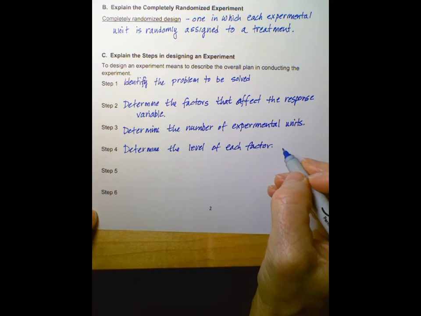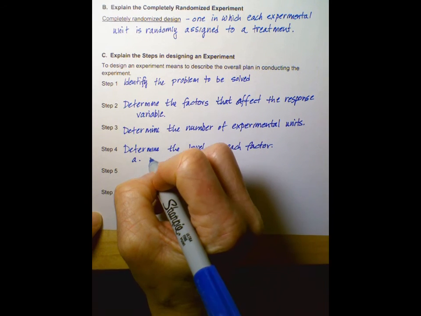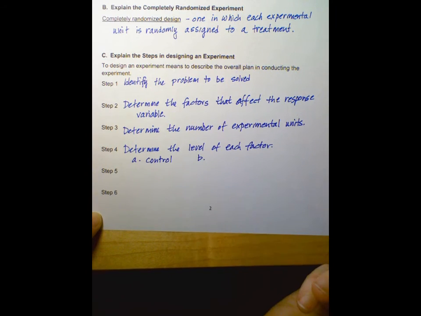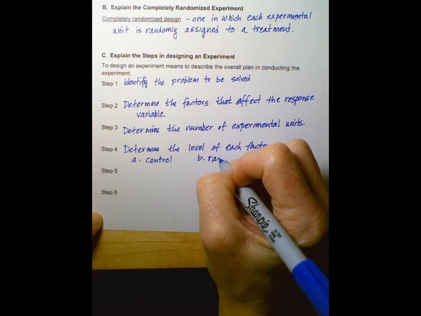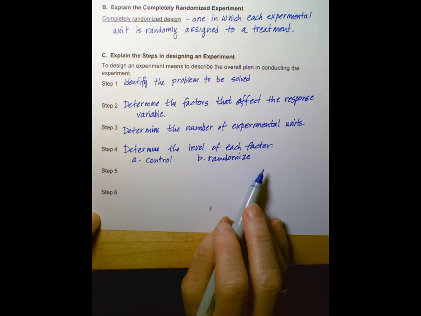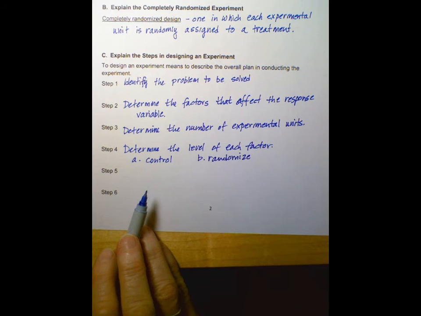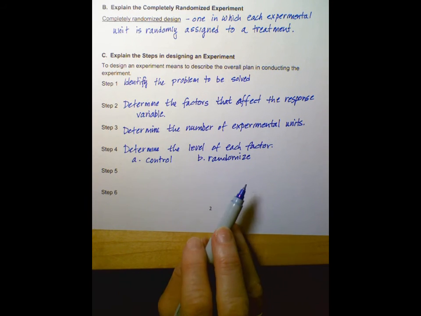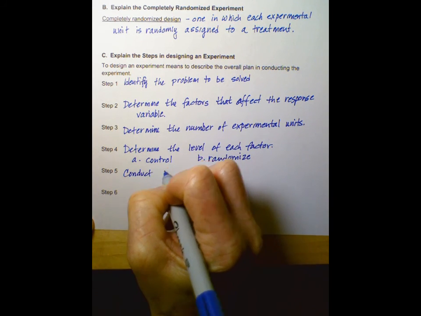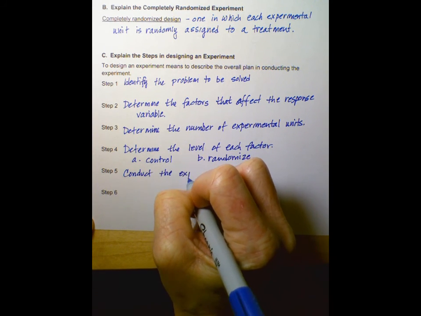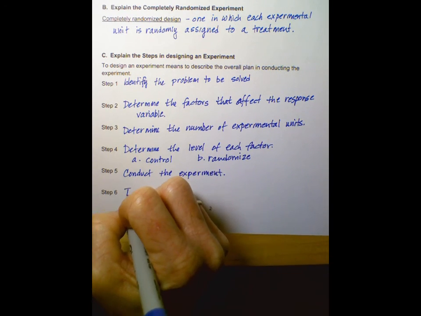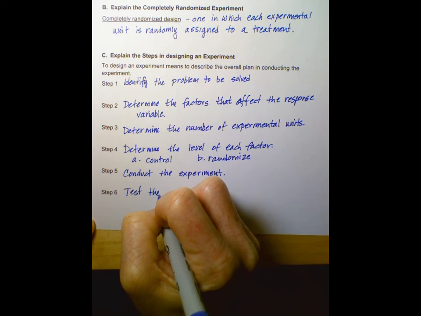And within the levels, what we have are the control and randomization. So the level of each factor, within those factors, are we going to have control groups? How are we going to do the randomization? Okay, then we conduct the experiment. And finally, we're going to test the claim.